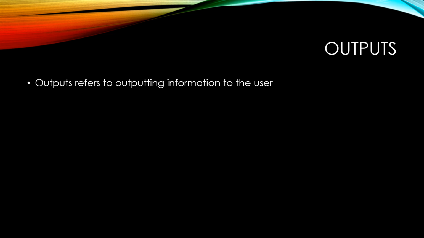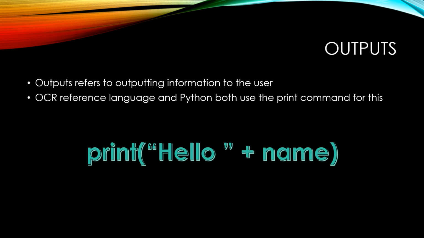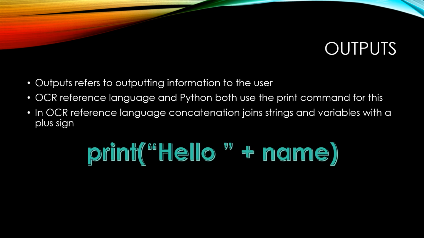Output refers to outputting information to the user. OCR reference language and Python both use the print command for this. In OCR reference language, concatenation joins strings and variables with a plus sign. However, there are a variety of ways to achieve this using Python.